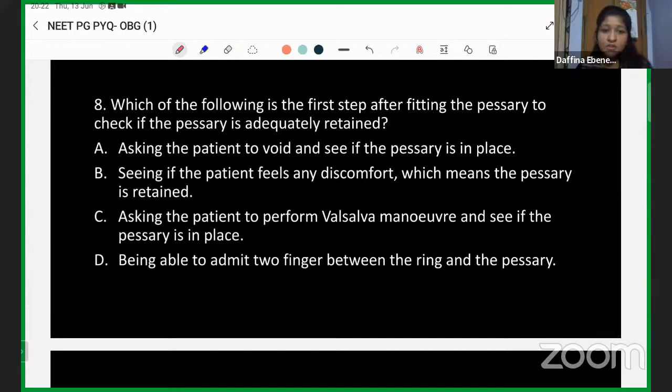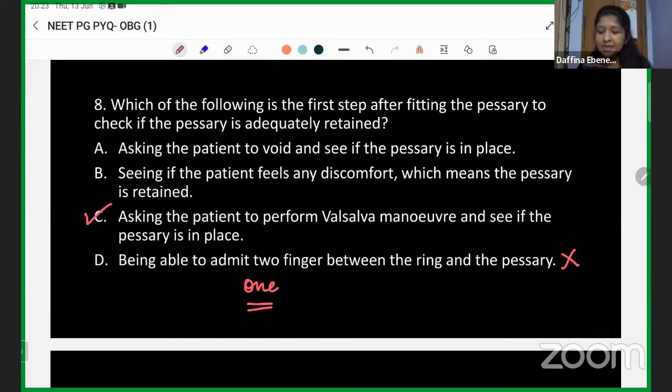Okay, the most correct and the best way by which you can assess if the pessary is retained or not, that we practically do, is you fit the pessary in place and then you ask the patient to perform the Valsalva maneuver and you check if the pessary is there or is it coming out. Okay, that is the best thing by which you can assess if the pessary is in place or not. Okay, being able to admit 2 fingers is wrong. Being able to admit 1 finger, if it's given, then you can accept it. Being able to admit 2 fingers is wrong.